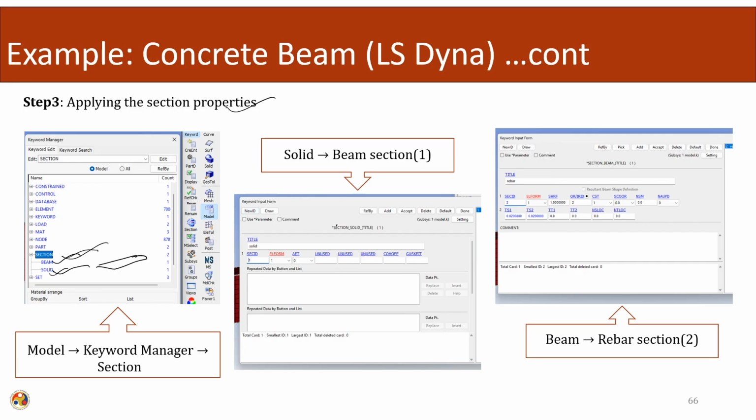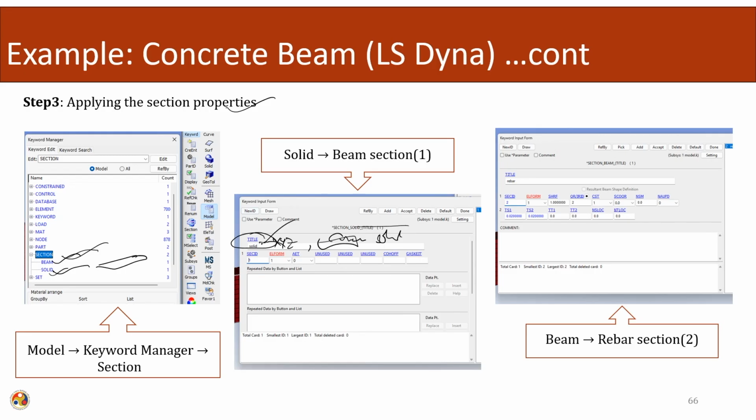If we switch on solid, we need to give some name. So we'll just give it solid. You can give any other name, x, y, z, or any other name you wish. You can give concrete solid also. Section ID will be automatically 1.